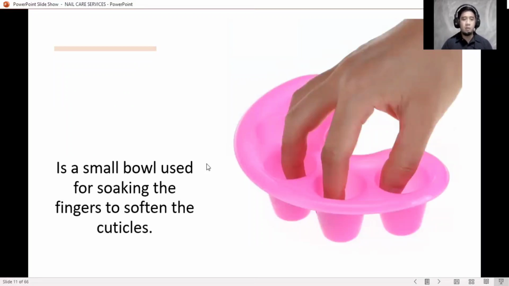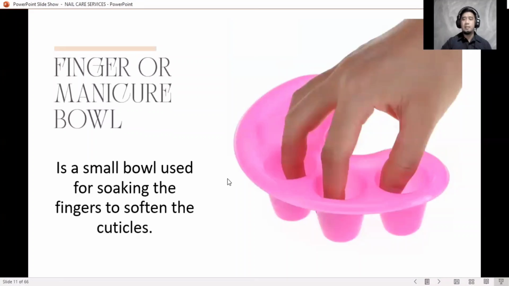Next, we have this. It is a small bowl used for soaking the fingers to soften the cuticles. Usually, binababad talaga natin yung daliri natin para lumambot yung mga kuko natin, so that we can easily remove yung mga dead skin. So what do we call this one? We call it finger or manicure bowl. Sakto yung limang daliri natin.